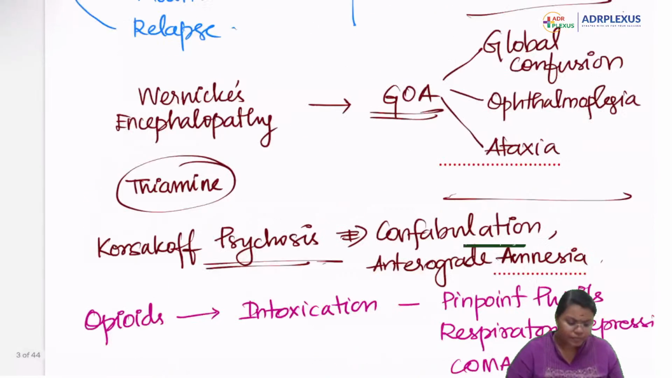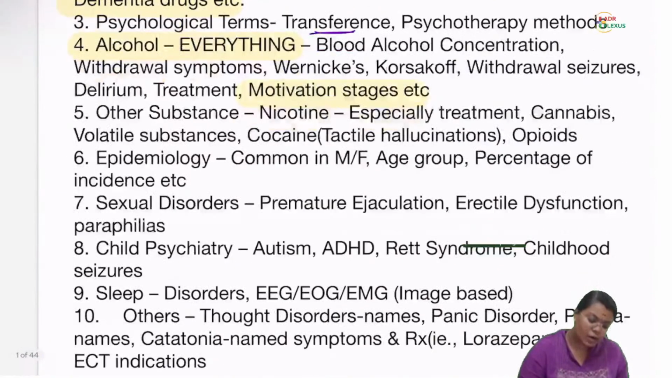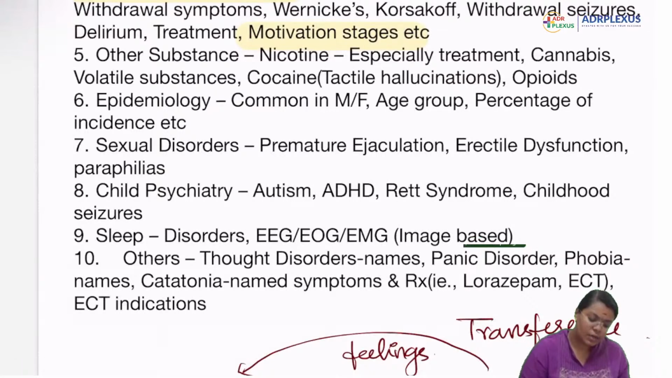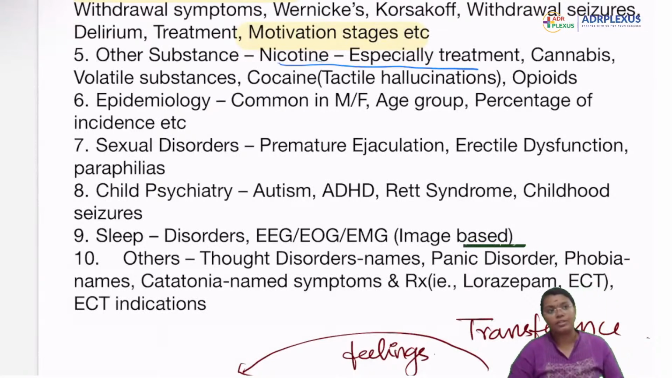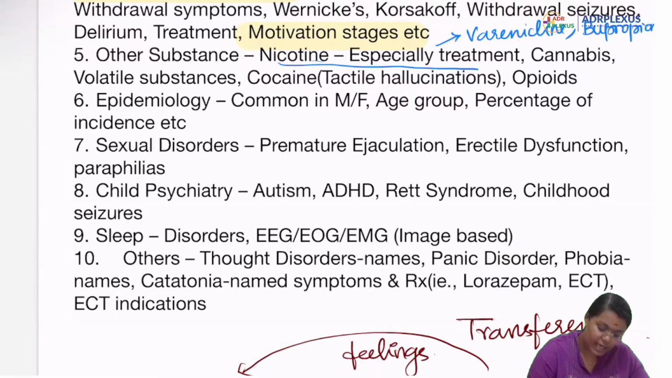Thank you. Right. So other than that, other substances, nicotine treatment. What are the important drugs you should know? In nicotine, there is substitution therapy: nicotine patches, lozenges, nicotine gums, nicotine nasal spray, and oral inhaler. These five are nicotine replacement therapies. And the medications, especially in nicotine, are varenicline and bupropion, which have again been frequently asked.